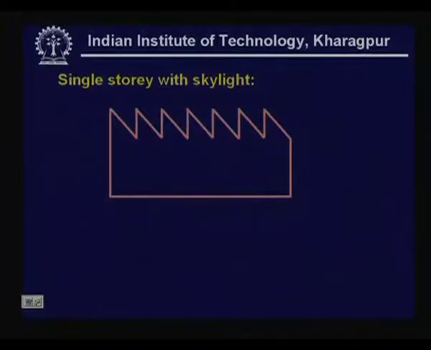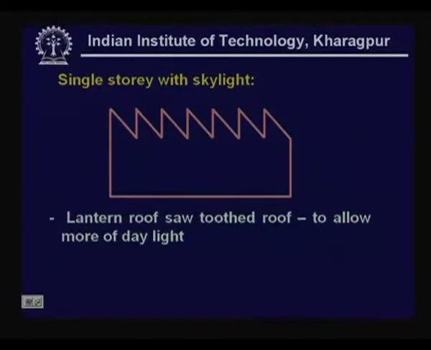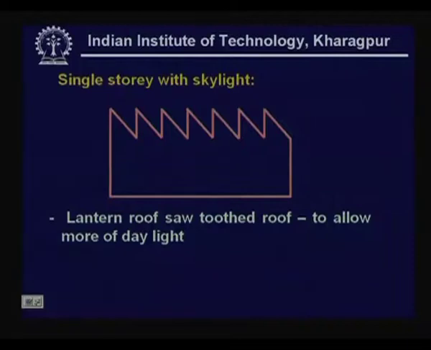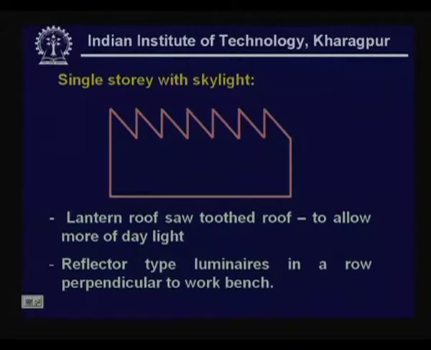Now, coming to the single story with skylight, this shows a typical picture of an industry having a roof which is provided with skylight. And here what we observe is a sawtooth roof, and the advantage is that from the roof there will be glass windows in a sawtooth fashion, which enables quite a bit of natural daylight to be available, and therefore the artificial lighting requirements may be less.